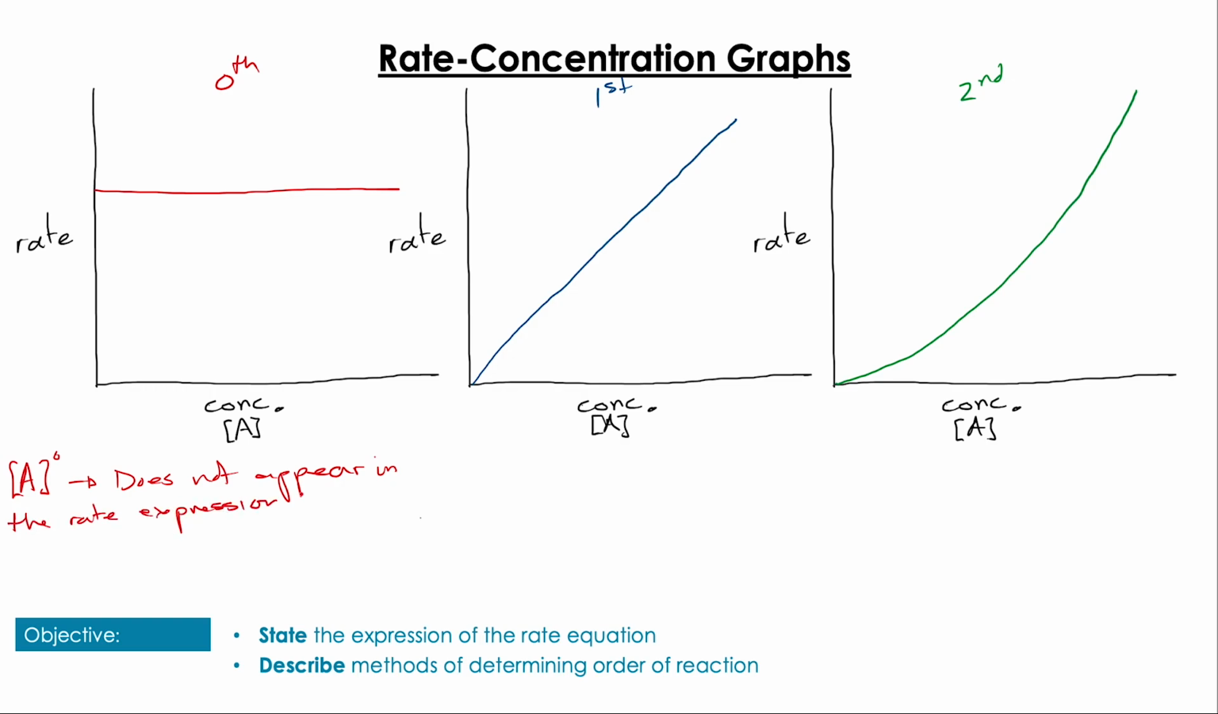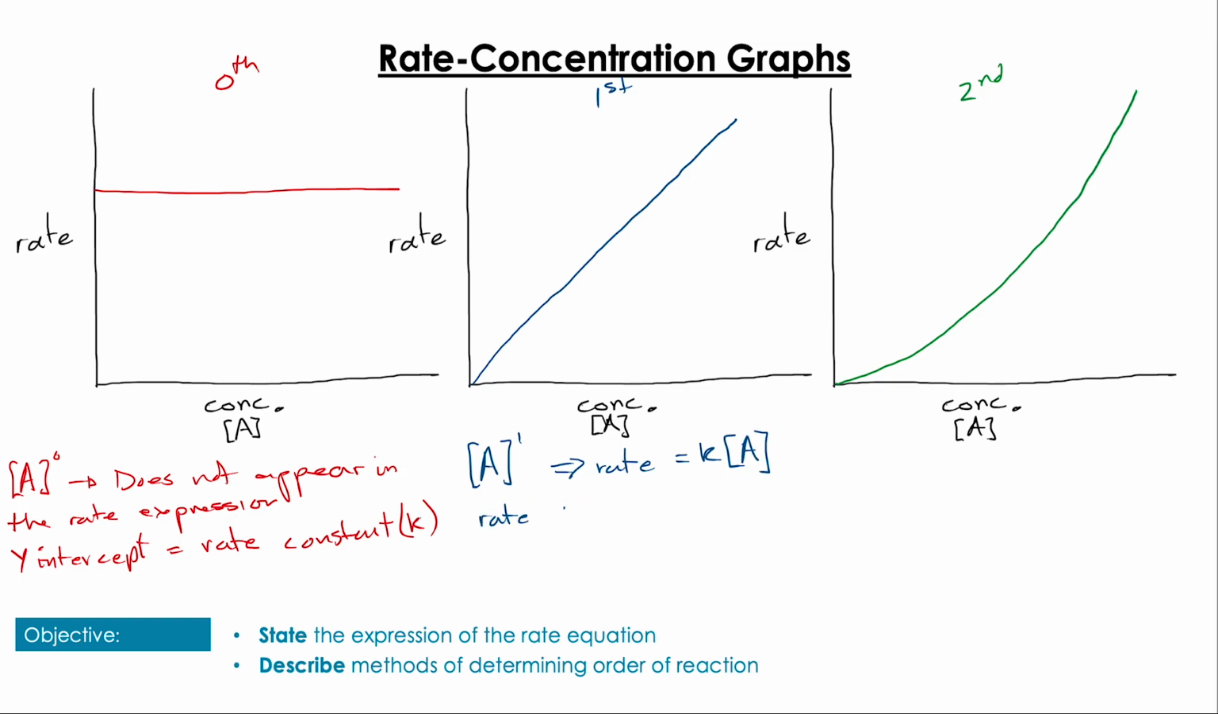So if the reaction is zero order, it does not appear in the rate expression, and the y-intercept in that case is equal to the rate constant. So where the line meets the y-axis tells us the rate constant for a zero order reaction. Now for a first order reaction, as we said, we've got a directly proportional relationship. So here the rate is equal to K times the concentration of A, and because of that, the gradient of this line is equal to the rate constant K.